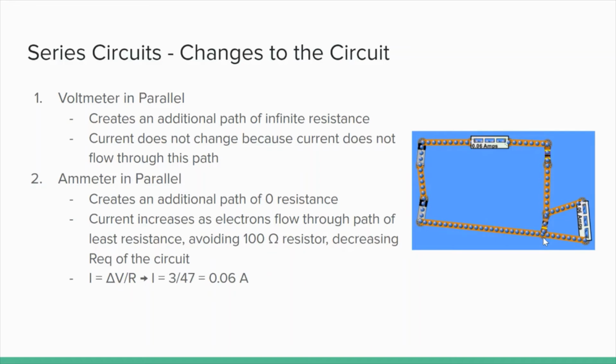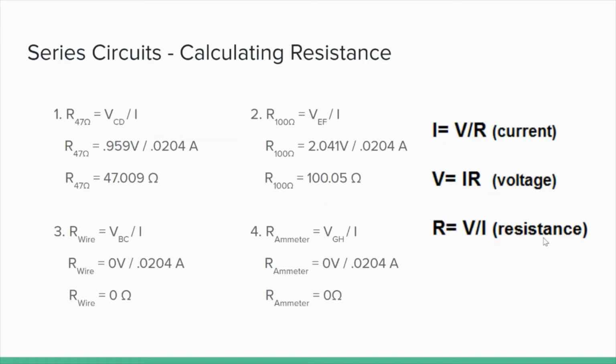However, if we put an ammeter in parallel, it would create an additional path which has 0 resistance, so the current would then flow through it instead of the 100 ohm resistor, decreasing the equivalent resistance of the entire circuit, and therefore making the current now 0.06 amps.